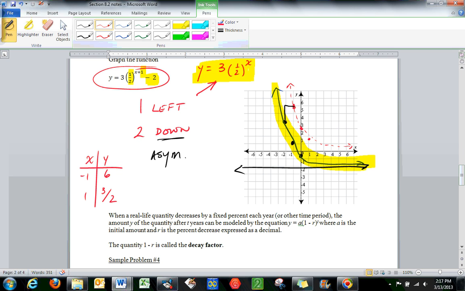Alright, that's a good little overview of graphing exponential decay functions. You'll definitely need to know the difference between growth and decay and how each of them are graphed and how a graph is affected by shifting.